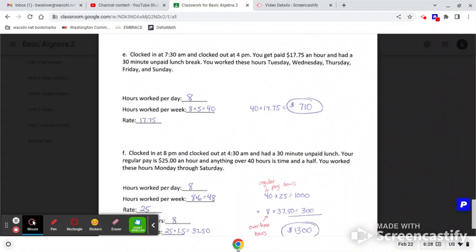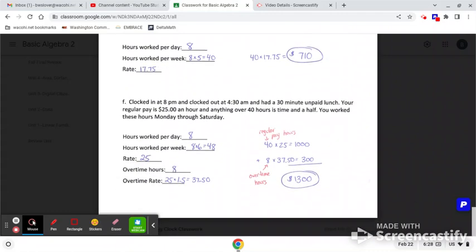So letter C is a very straightforward example. Letter F is another overtime example, so please try that one on your own. Hit pause on the video and come back and check it out to see if you got the right answer.